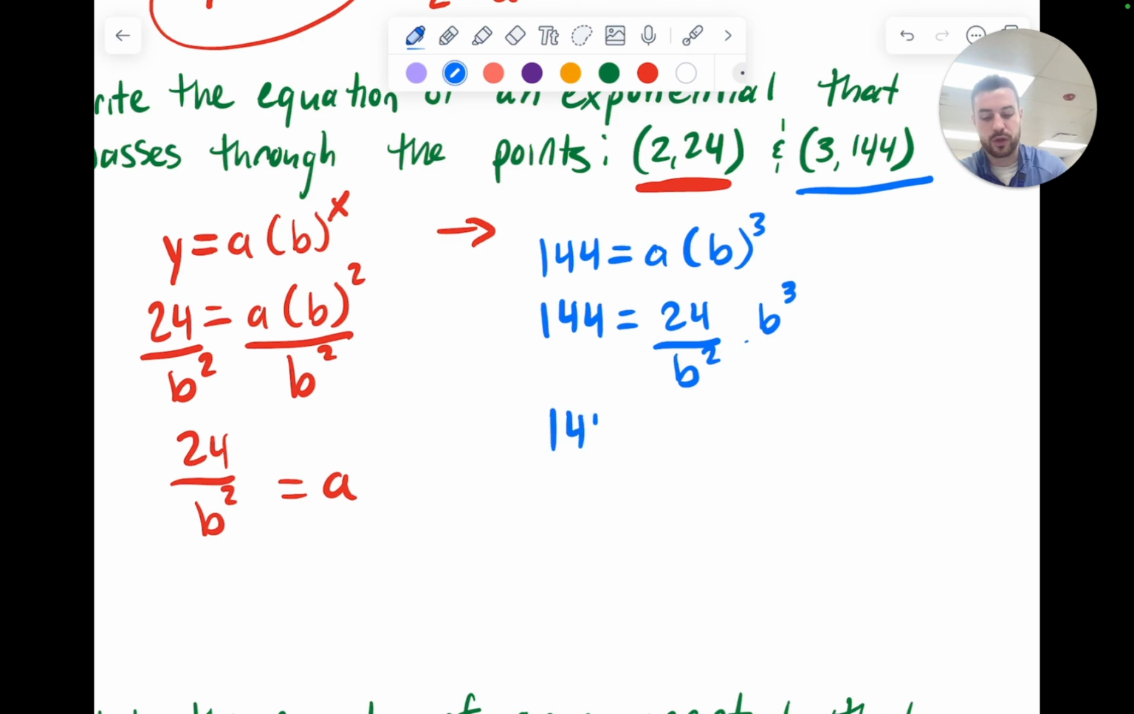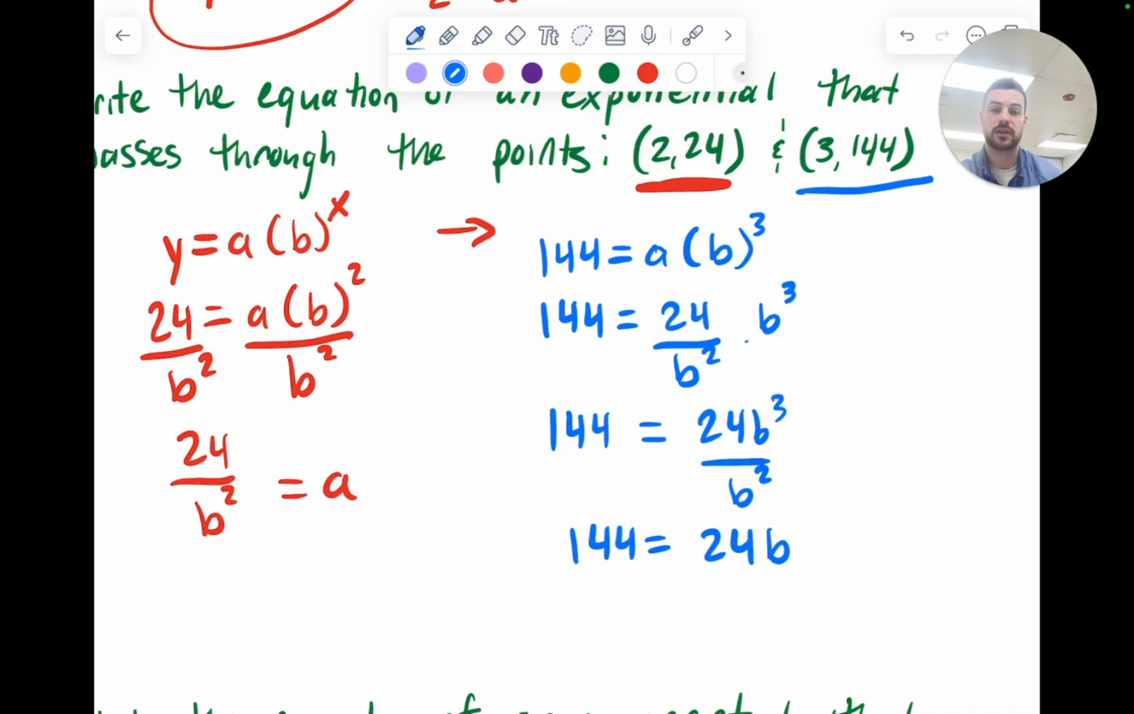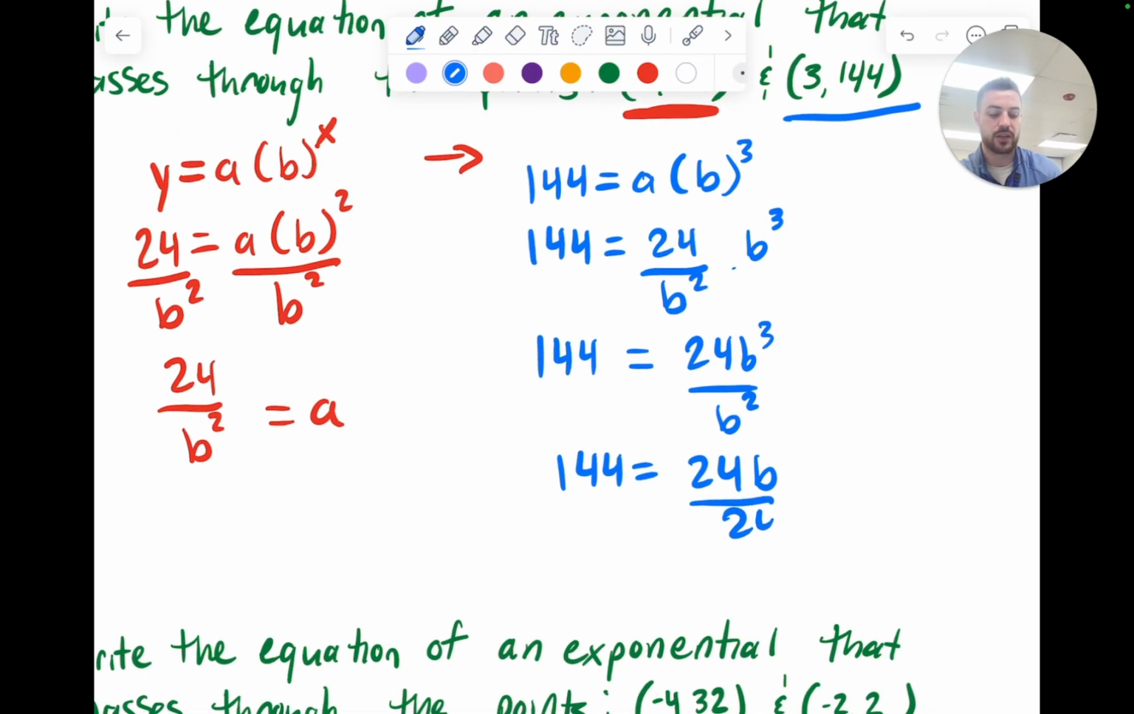So I'll get 144 is equal to, since this b to the third will join my numerator, 24b to the third divided by b to the second. Now, when we have something in the numerator and denominator that has the same base, we take their exponents and subtract. So 144 is going to be equal to 24 times b to the first. Lastly, I'm going to divide by 24, and I get 6 is equal to b.